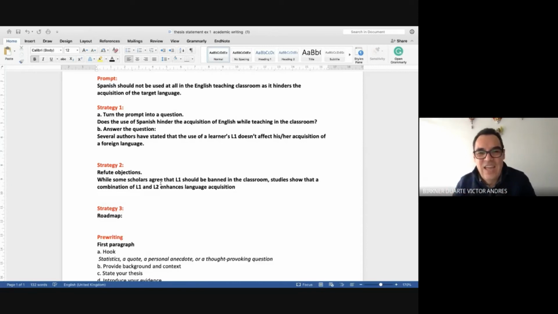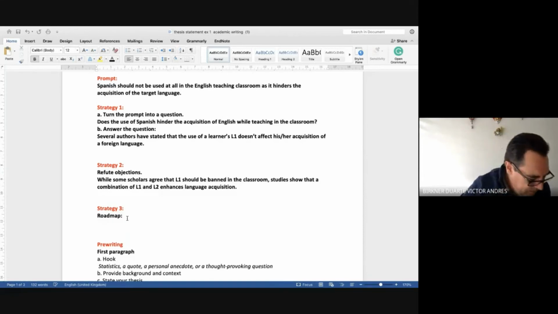And you see that in this case, the thesis statement is stronger because I'm providing the two sides of the same coin. I admit that there are some people who agree that Spanish should not be used in the classroom, but at the same time, there are other researchers who mention that Spanish can be used, but not only Spanish, in mixture with L2, that would be English, in order to enhance language acquisition. All right. Any questions? So the first one is a little bit weaker, but the second one is stronger, right?